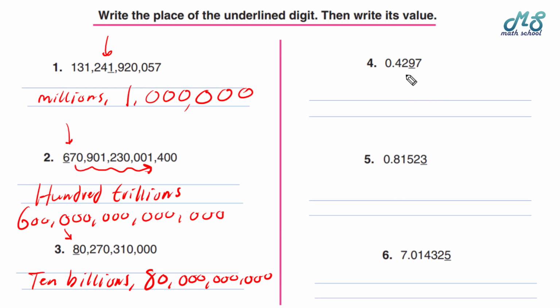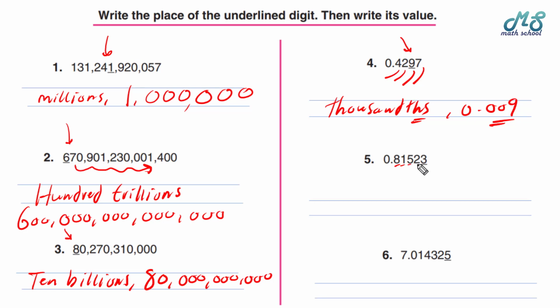Next, we have a decimal form. 9 is in what? We studied before tenths, hundredths, thousandths, ten-thousandths. So this number is 4,297 ten-thousandths. Now 9 is in what? 9 is in the thousandths place. Its value is equal to what? 0.009. It's 9 thousandths.